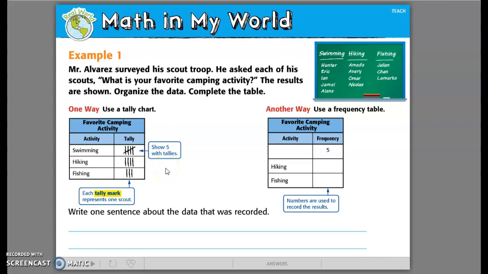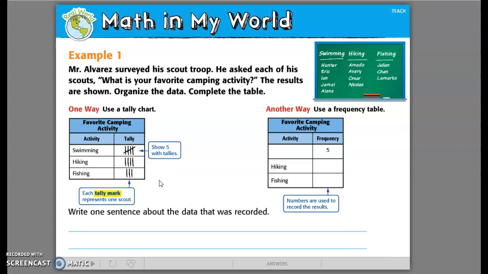And a tally chart shows results with tally marks, each representing one of the scouts. So if you look up here at the chalkboard, 5 students selected swimming, and in the chart we have made 5 tally marks. When showing a group of 5, you take 4 and put a slash through them for number 5. 4 chose hiking and 3 chose fishing.